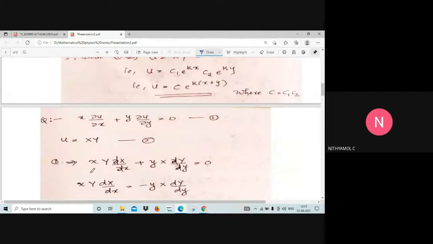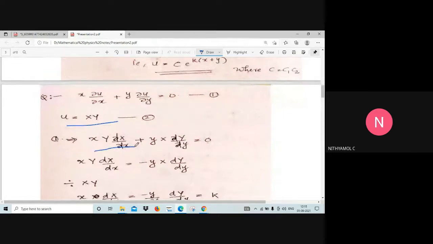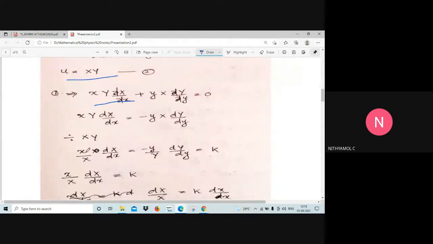Now next problem, x into dou u by dou x plus y into dou u by dou y is equal to 0. With the same method, u is equal to XY, so x into Y dX by dx plus y into X dY by dy is equal to 0. That is xY dX by dx is equal to minus yX dY by dy. Dividing this equation by XY, then x by X into dX by dx equal to minus y by Y into dY by dy, which is equated to a constant.